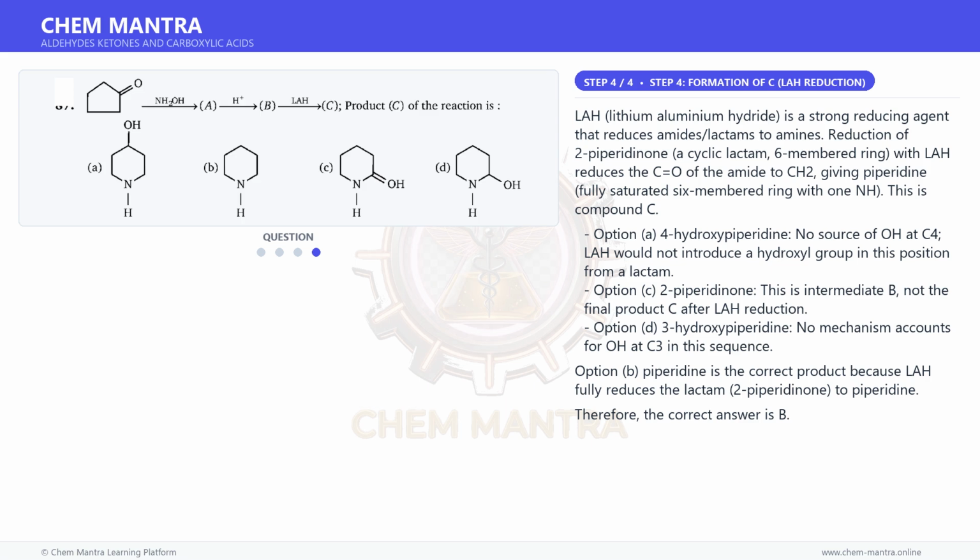No source of O at C4. LAH would not introduce a hydroxyl group in this position from a lactam. Option C, 2-piperidinone. This is intermediate B, not the final product C after LAH reduction. Option D, 3-hydroxypiperidine. No mechanism accounts for O at C3 in this sequence. Option B, piperidine, is the correct product because LAH fully reduces the lactam, 2-piperidinone, to piperidine.